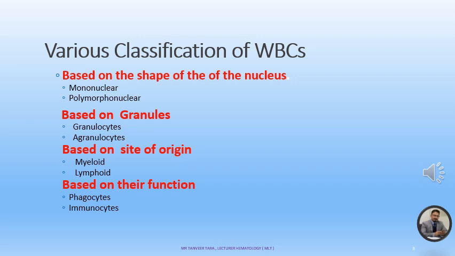Now, based on the site of origin, leukocytes may be divided into myeloid and lymphoid white blood cells. Myeloid leukocytes are those that are produced in the bone marrow. This group includes all white blood cells except the lymphocyte. Although we should realize that ultimately all lymphocytes are also derived from the bone marrow, most lymphocytes found in the peripheral blood are derived from lymphoid tissues and are therefore referred to as lymphoid white blood cells.